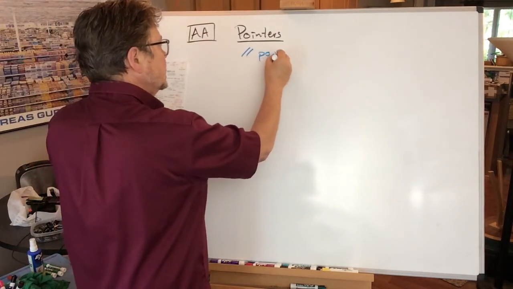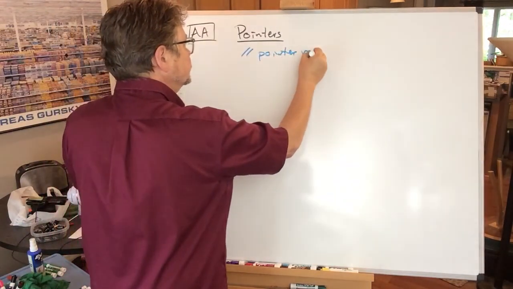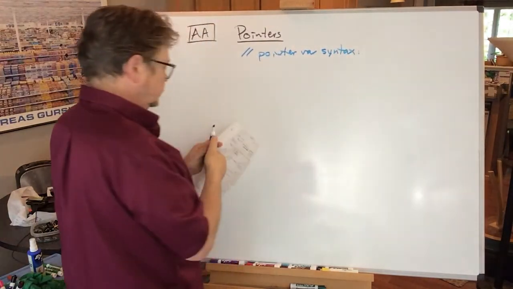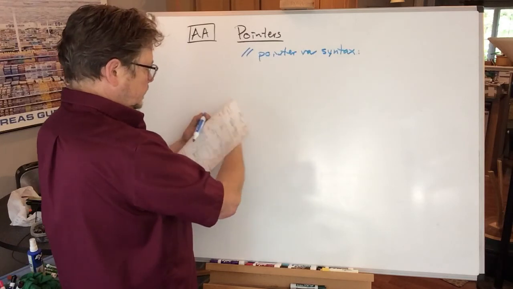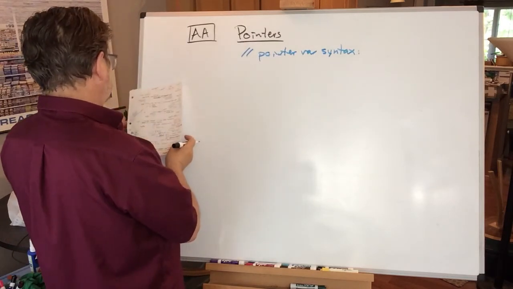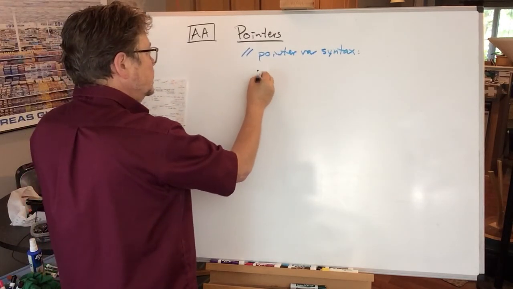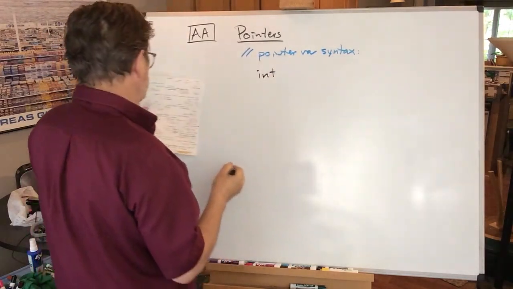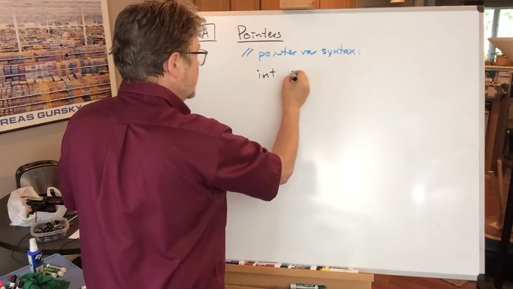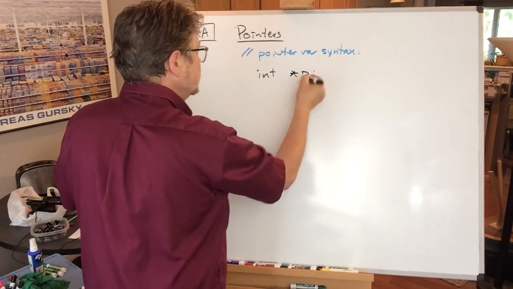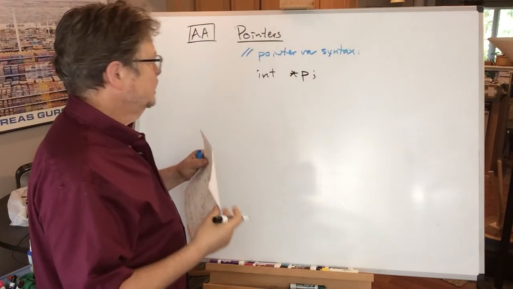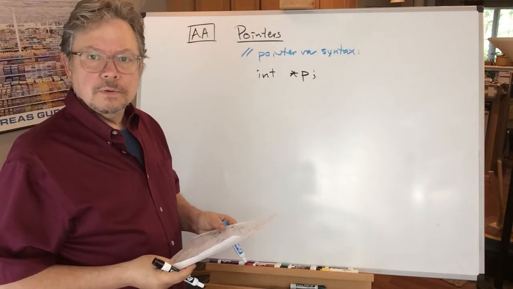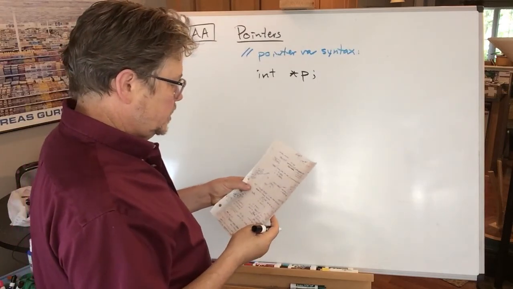Pointer variable syntax. And away we go. Int star P, semicolon. This is probably somewhere near the top of your program, maybe near the top of a function. We've seen integer variables before. We know the variable naming syntax conventions.